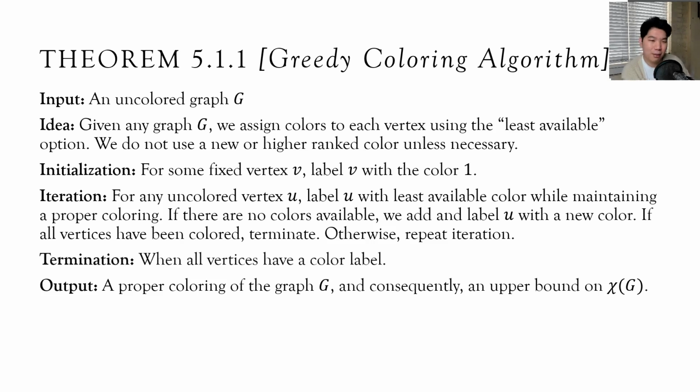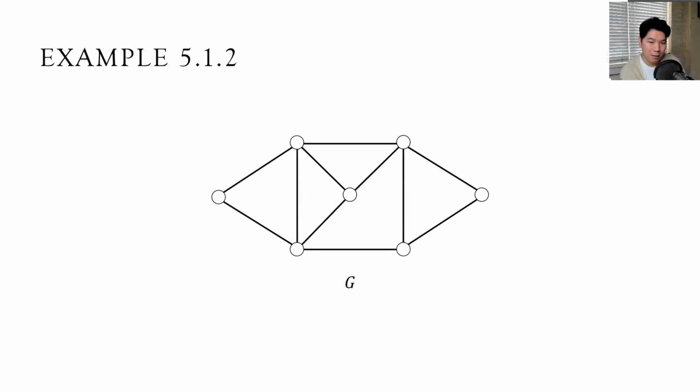For termination, just so that we have all of our steps here, I terminate whenever all of my vertices have a color label. So this is our greedy coloring algorithm. Let's go ahead and see an example of this. Here I have some arbitrary graph that is uncolored or unlabeled. And I want to try to figure out, can I find a quick upper bound on the chromatic number of this graph?